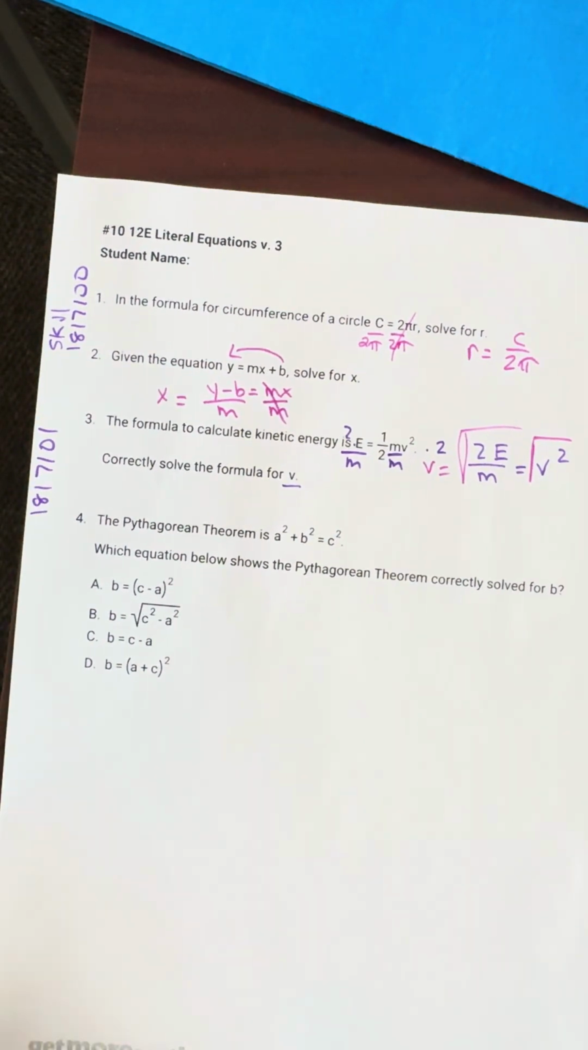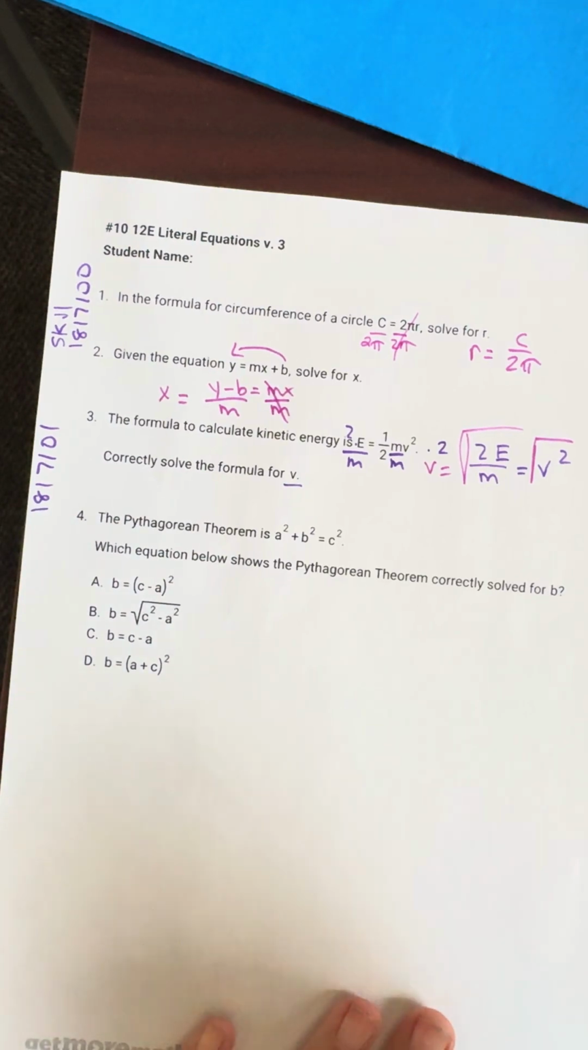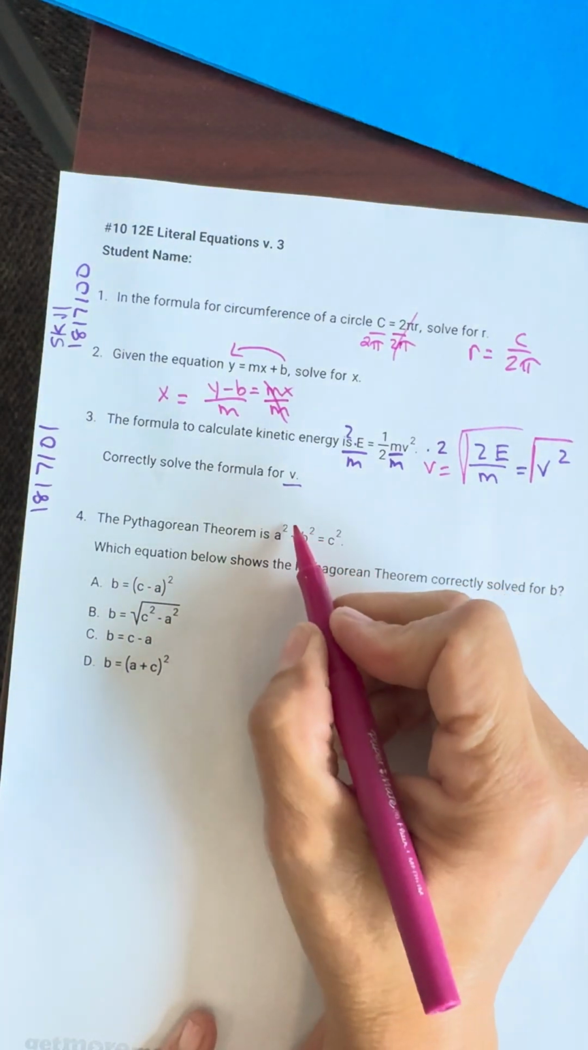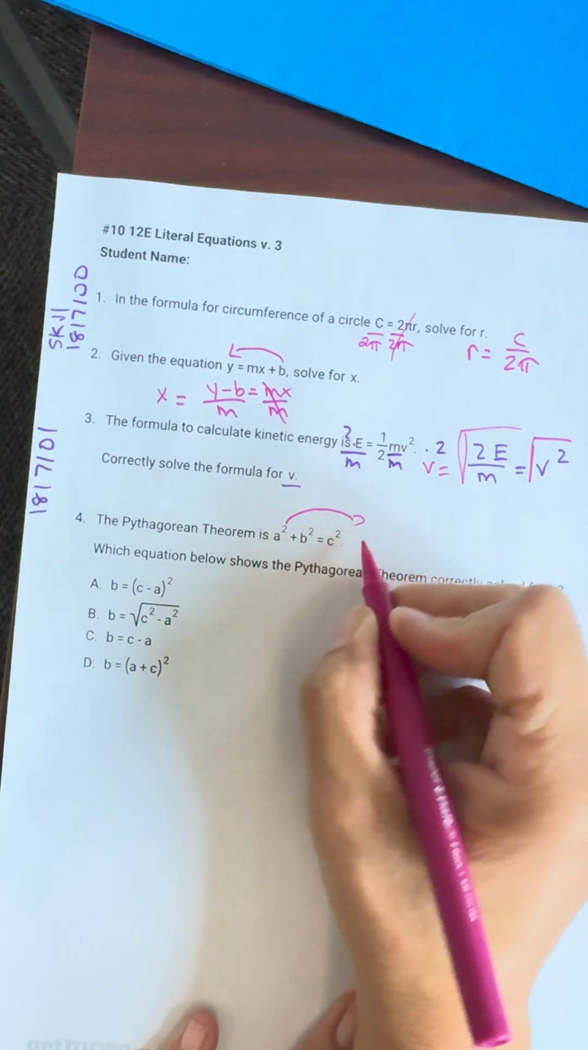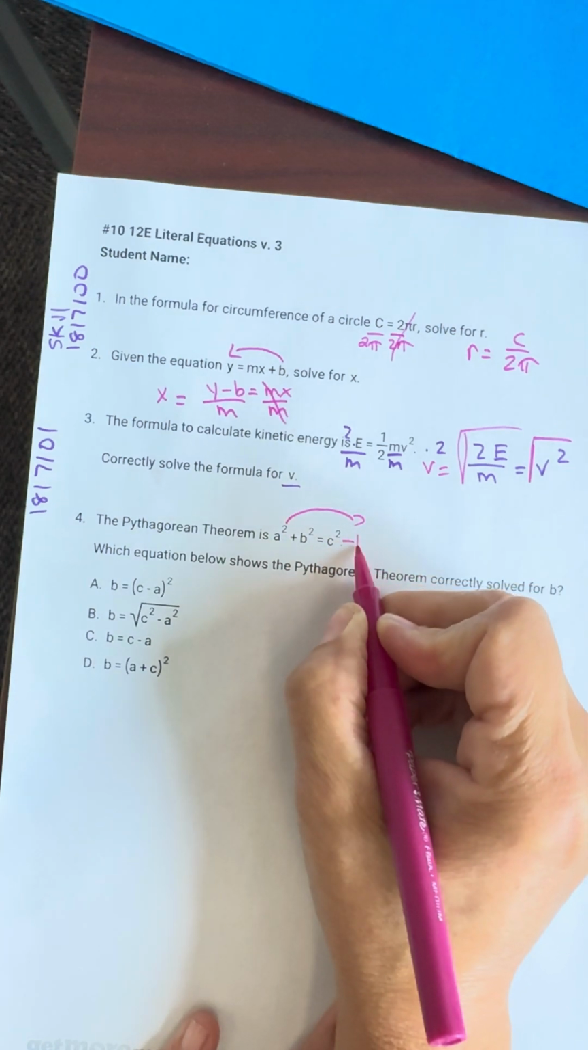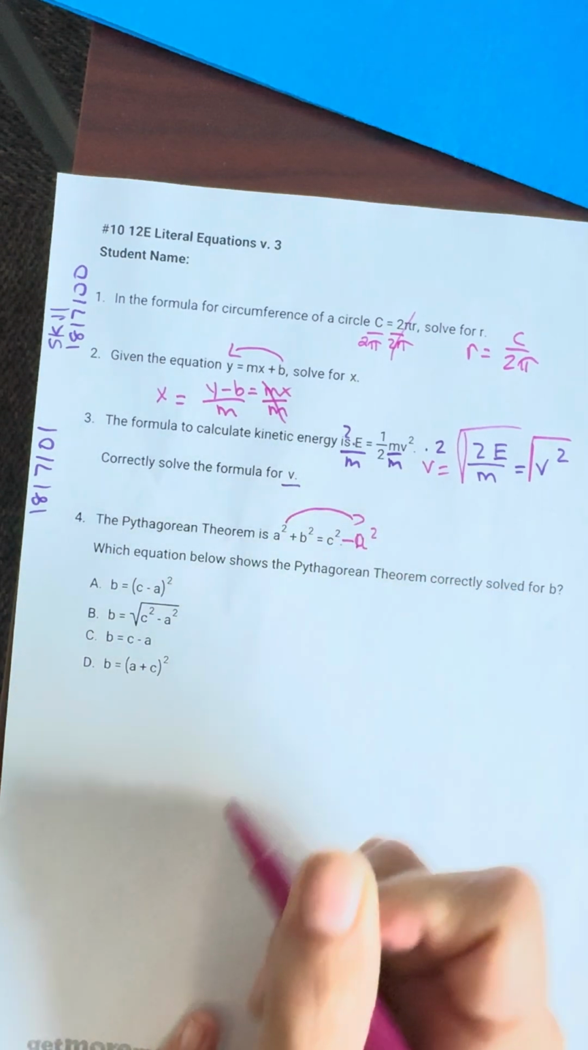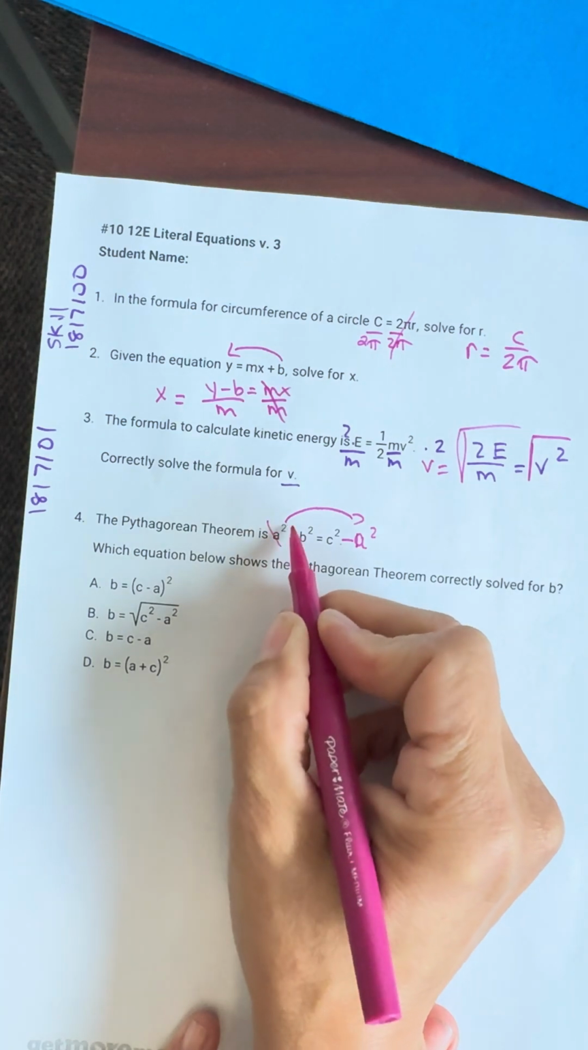So number 4, this is your Pythagorean theorem. This is from last year. A squared plus b squared equals c squared, and you're solving for b. So y'all actually had to do this last year. If the a squared is positive over here, it is going to be negative over here on the other side. And then, once you move it, it's gone.